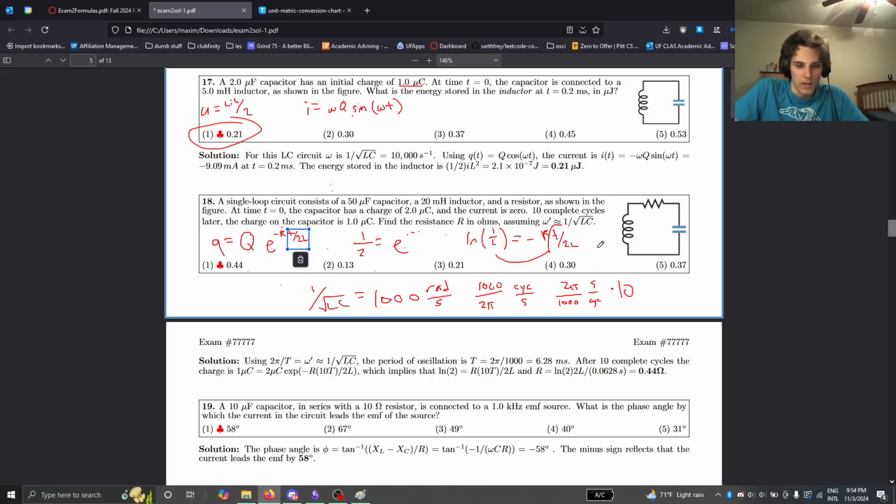So natural log of 1/2, multiplied by -1. We'll multiply by 2, we'll multiply by L. We'll divide by T, which again means dividing by 2 pi times 10 divided by 1,000.